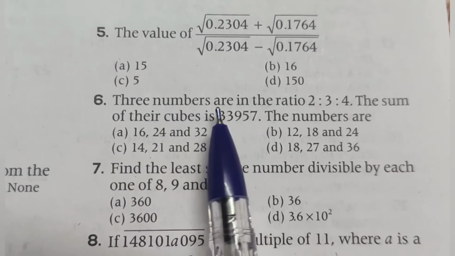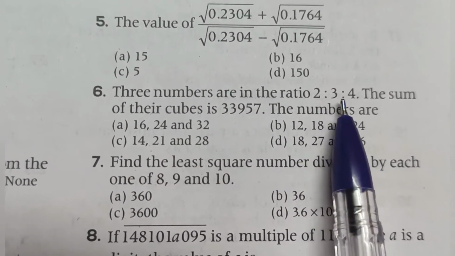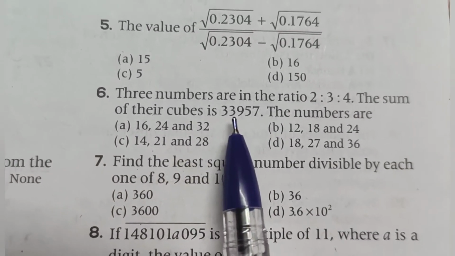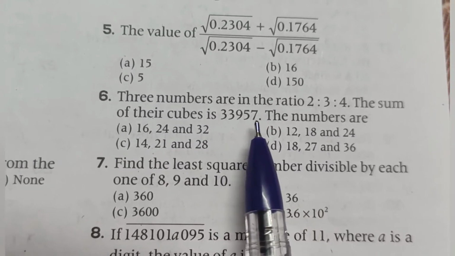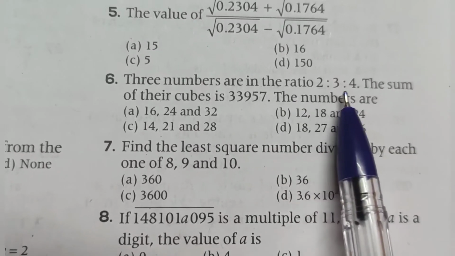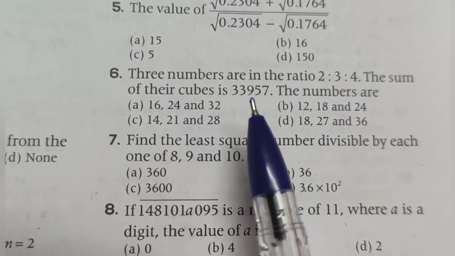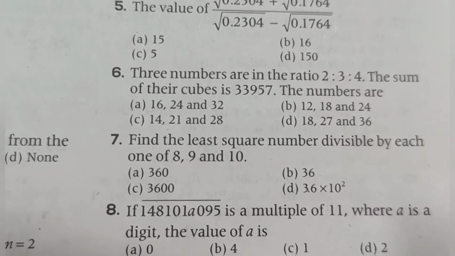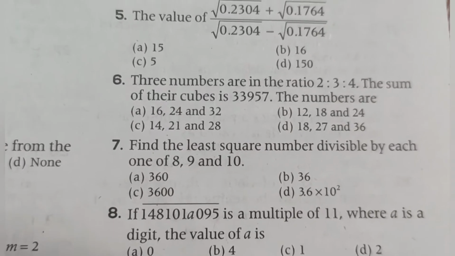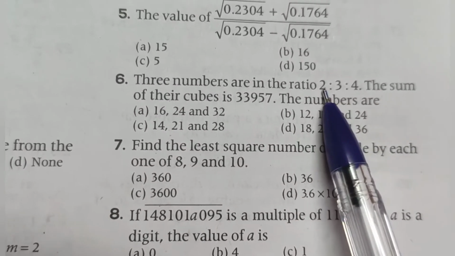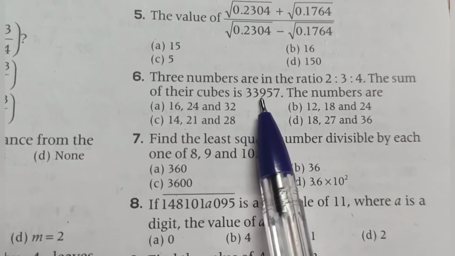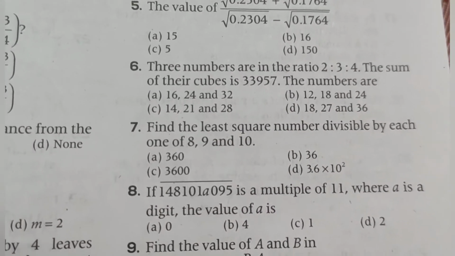Sixth question. 3 numbers are in the ratio 2:3:4. The sum of their cubes is 33,957. Whenever ratios are given, whenever they say 3 numbers are in the ratio 2:3:4, you have to take the 3 numbers as 2x, 3x, 4x. And the sum of their cubes is given as 33,957. We shall solve the sum.